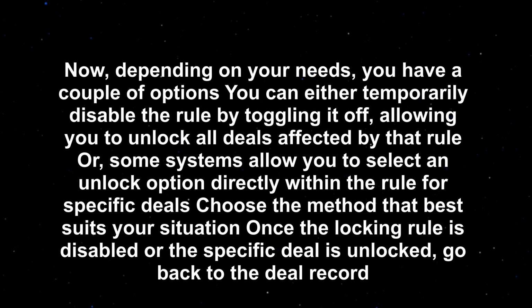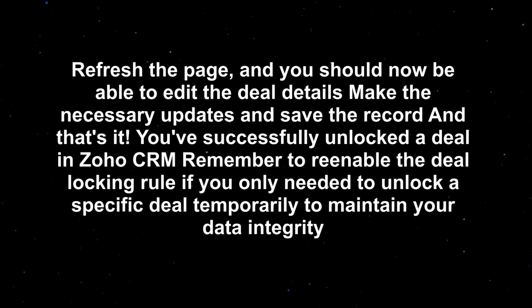Once the locking rule is disabled or the specific deal is unlocked, go back to the deal record, refresh the page, and you should now be able to edit the deal details, make the necessary updates, and save the record. And that's it. You've successfully unlocked a deal in Zoho CRM.